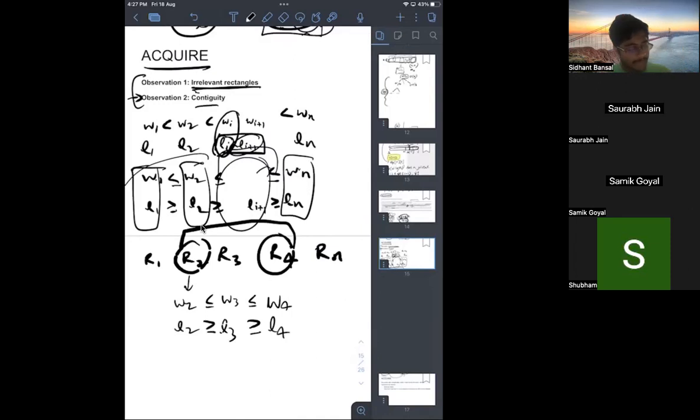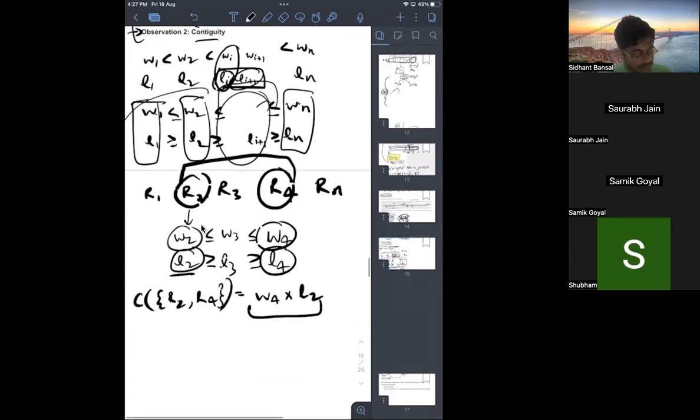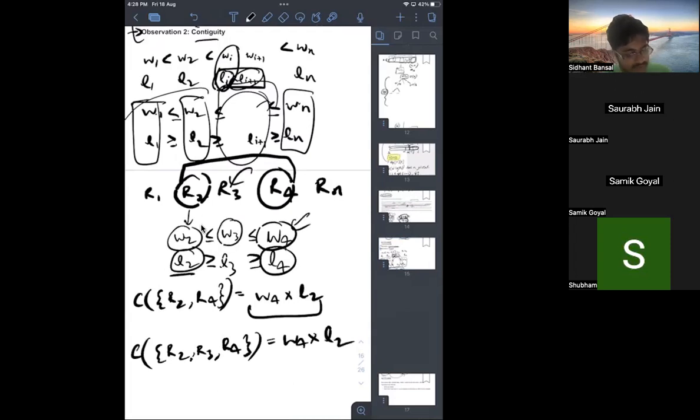So what will be the cost of clubbing R2 and R4 together? It will be the maximum width, which is W4, and the maximum length, which is L2, right? Out of W2 and W4, the larger width is W4. Out of L2 and L4, the larger length is L2. So it will be this much cost. Notice, if you had put R3 inside, you would have got R3 for free, because you would have still paid the same cost: R3's width is also smaller than W4's width, and R3's length is also smaller than L2's length.